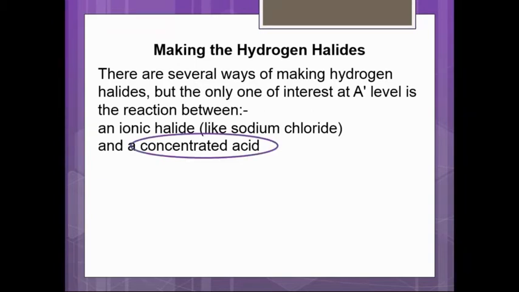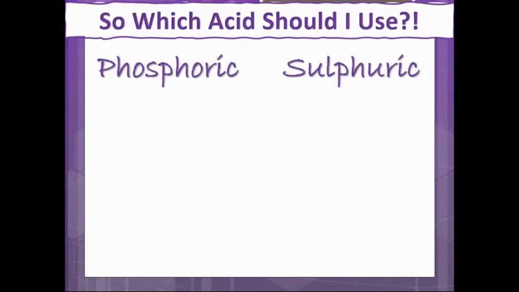Now, the concentrated acid is the thing that is different. The main part of the method for making these things is pretty much the same. The big difference is what acid you choose to use. And the two main ones that we talk about at this level are phosphoric acid and sulfuric acid. Sulfuric acid you've probably used before quite a few times.